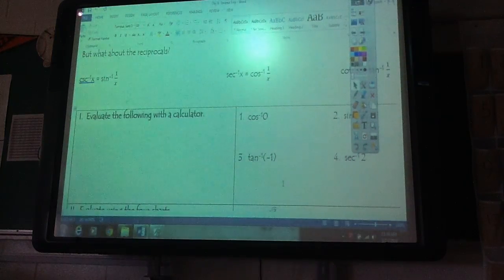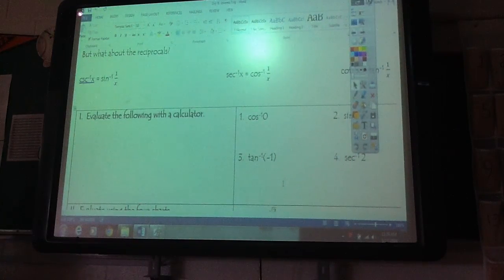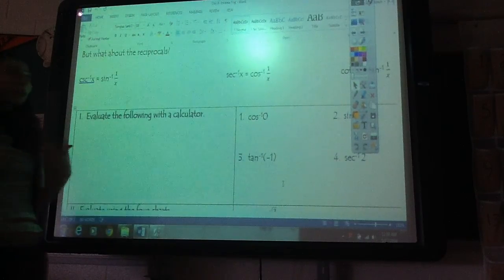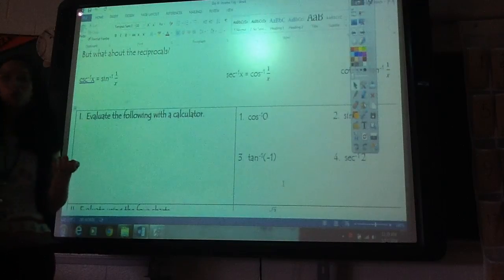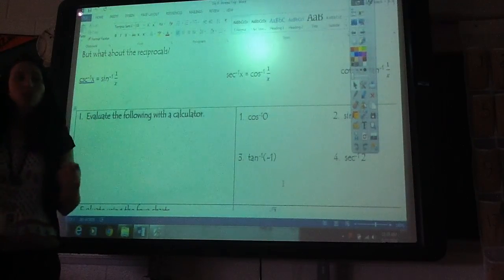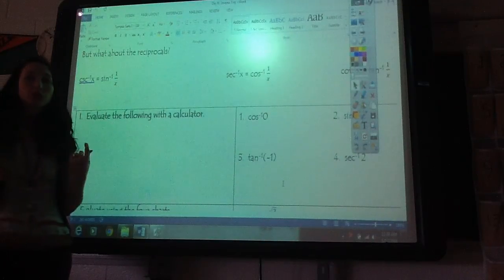Alright guys, we're now going to go over the back of the worksheet, the back of your note sheet. This talks about the reciprocals. I know it's been a few days since we did anything with our reciprocal functions, but normally we're used to saying, okay, if it's cosecant, then that's just 1 over sine. And if it's secant, that's just 1 over cosine. And if it's cotangent, that's just 1 over tangent.